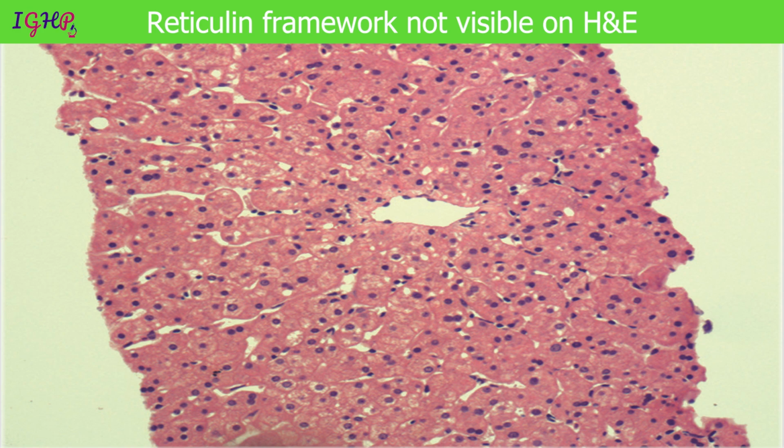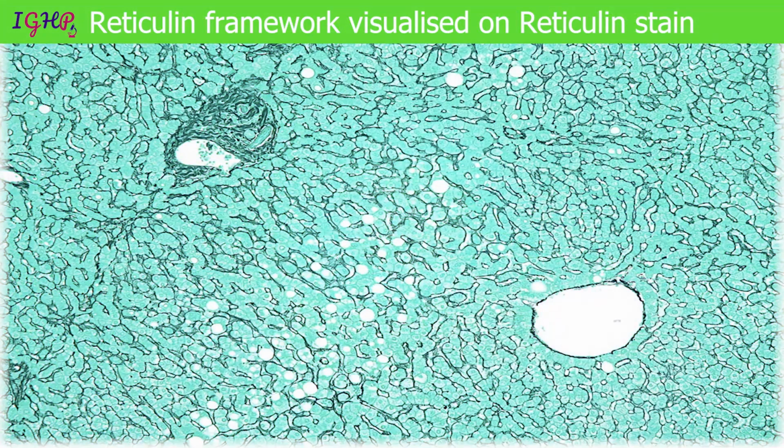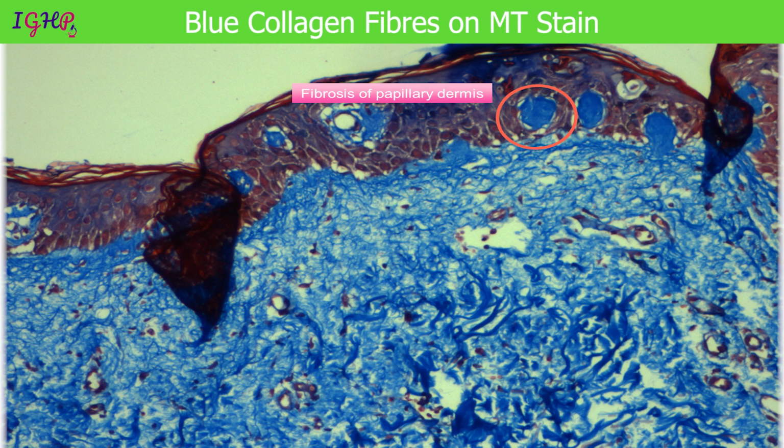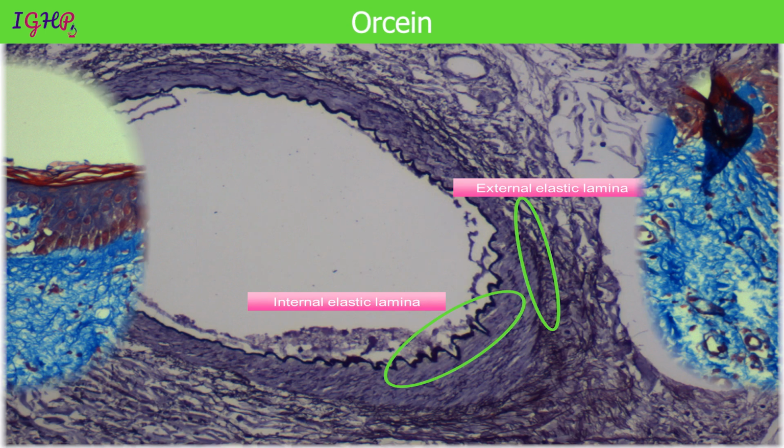So you need to do special stains, and what special stain are you going to do? You are going to do a reticulin stain. On doing a reticulin stain, you can beautifully identify these thin reticulin fibers which are surrounding the liver cell plates, and then you will be able to identify the architecture of the hepatocytes more beautifully. Now for the collagen fibers, we do a Masson's trichrome stain, and this is a Masson's trichrome stain showing dense collagen fiber deposition in the dermis.